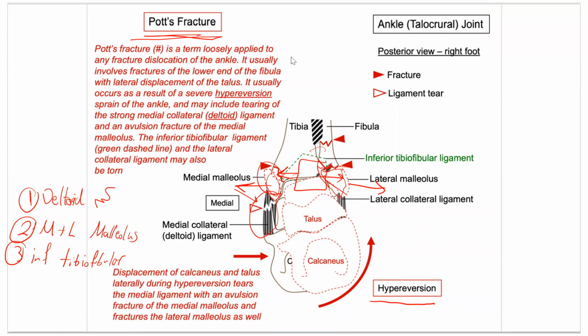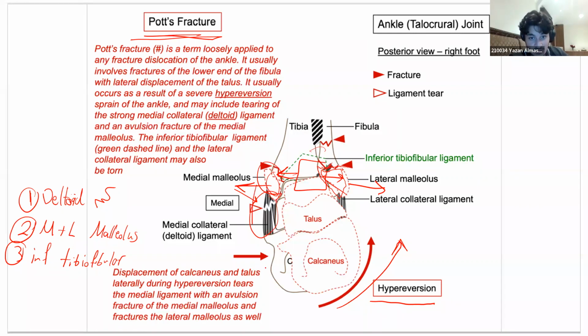Someone is asking me to repeat. No problem. In hypereversion, the foot is going this way, so this ligament is being stretched out so much. Look, it's getting so stretched. This one is relaxed; nothing is happening here. This is the lateral side. So the medial ligament is being so stretched, and the first thing you're going to see is that the medial ligament will be affected. Here you can see it torn. So this is the first finding: the deltoid ligament torn.